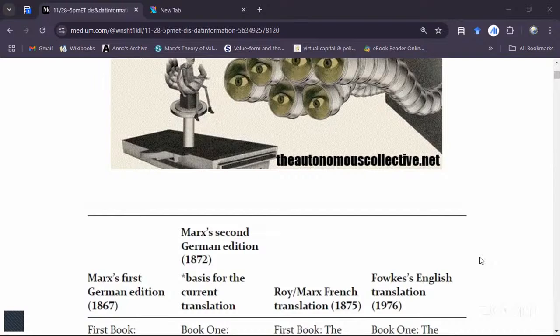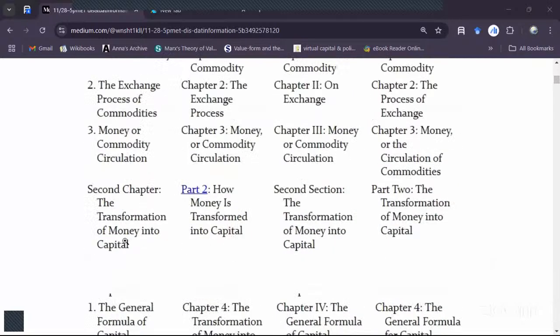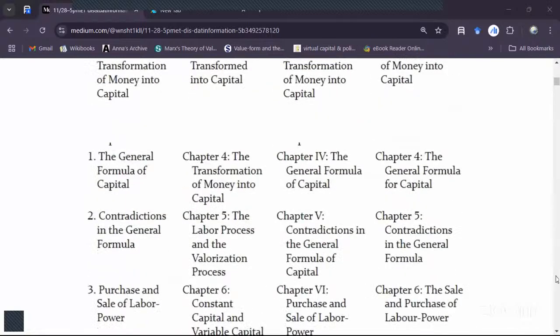Anyway, yesterday I introduced the comparison from Volume One, Karl Marx's Capital, with the Princeton translation, and I was using Appendix A, which compares three of the different versions: Marx's first German edition, the second German edition, which is the basis for the Princeton translation, the French translation, some elements of which are also used, and Fowkes's English translation from 1976. So it's useful simply to see laterally what the differences are.